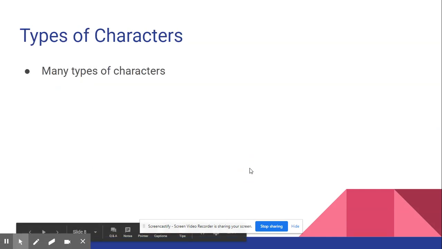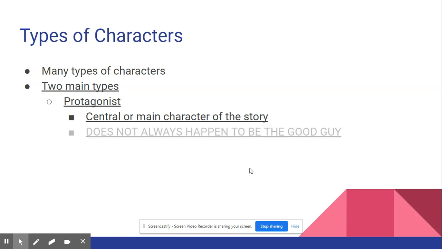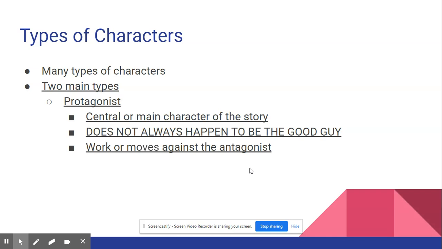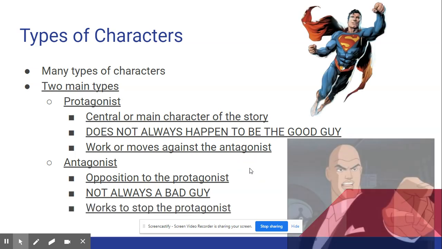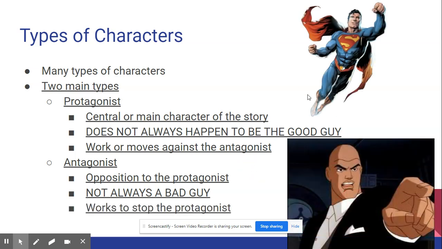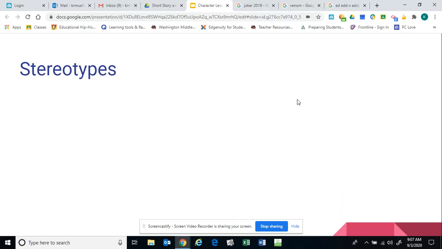So there are many different types of characters that we talked about, but there's two main types that we can be lumped into. Protagonist, which is the central or main character of a story. It does not always happen to be the good guy, and I'll talk about that in a second, and works or moves against the antagonist. The antagonist is the opposition to the protagonist, not always a bad guy, so works to stop the protagonist. So, for example, Superman is typically a good guy. He is the protagonist, and Lex Luthor is typically the bad guy. But it's more complicated than that.